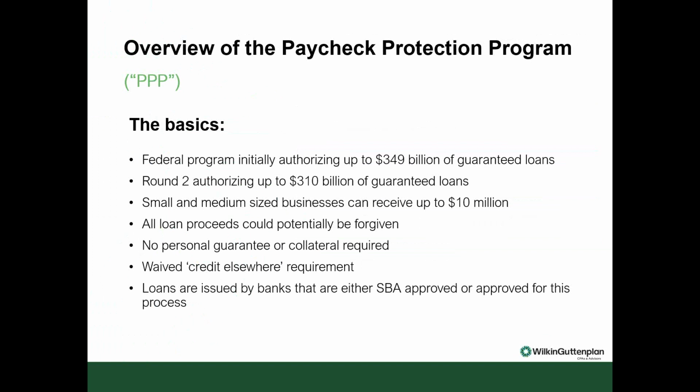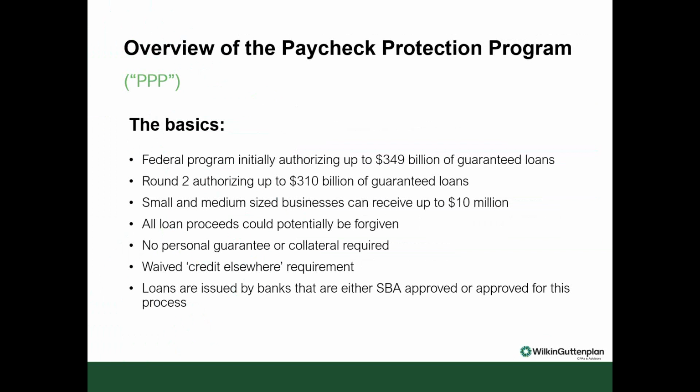We'll talk about this more later in the broadcast, but these loans are applied for at banks and other lending institutions as opposed to directly with the Small Business Administration. They're designed for small and medium-sized businesses, and they can receive up to $10 million in lending. All the loan proceeds have the potential of being forgiven, which effectively converts the loan into a grant. We'll talk about that in more detail as we go along. There are no requirements for personal guarantees or collateral, and that's an important issue for many borrowers.